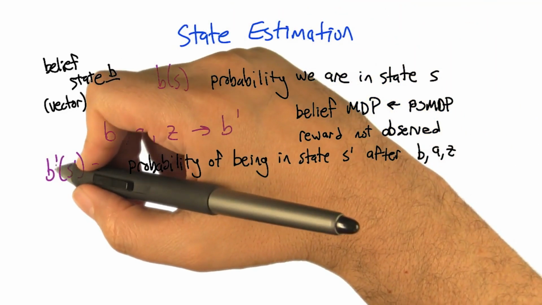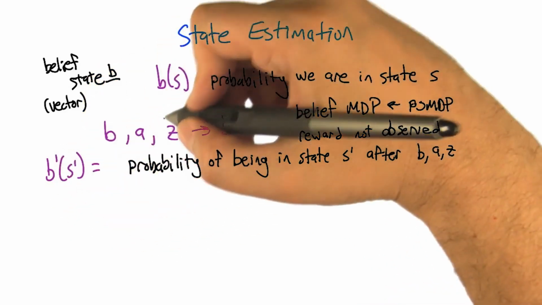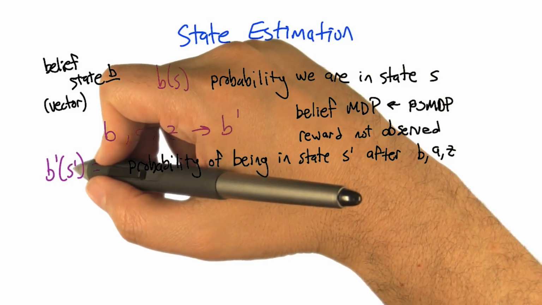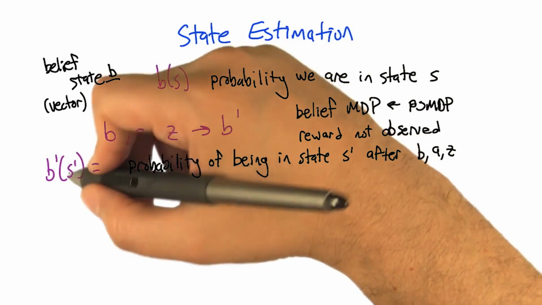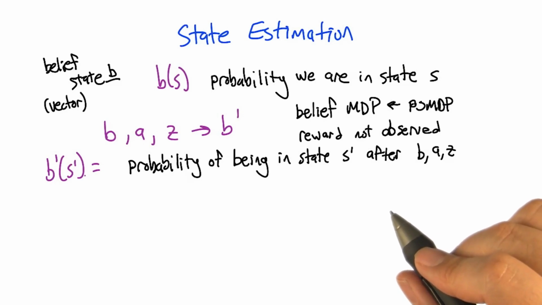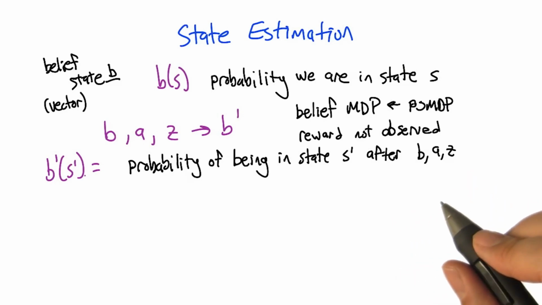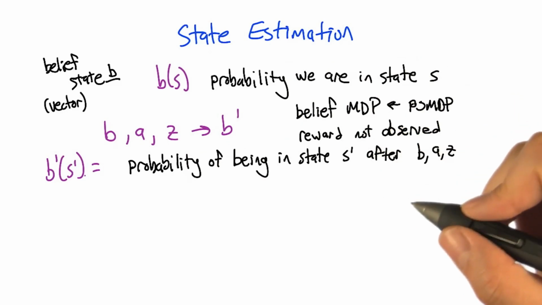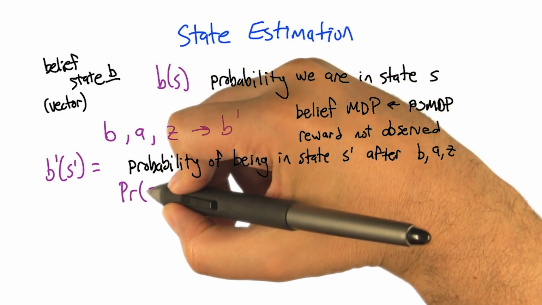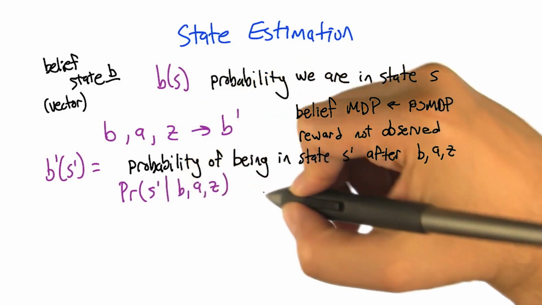So what we need to figure out is, in this new belief state, after we've taken action A and seen observation Z, what is the probability that we're in state S prime? And so we're going to have to do some kind of probabilistic inference or derivation to work that out. Sure. We ought to be able to do that, right? Because we have all the quantities that we need in the POMDP, I think.